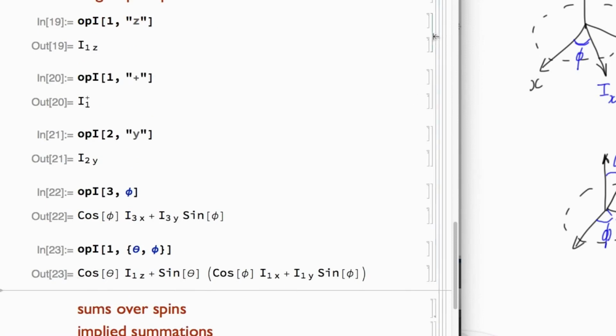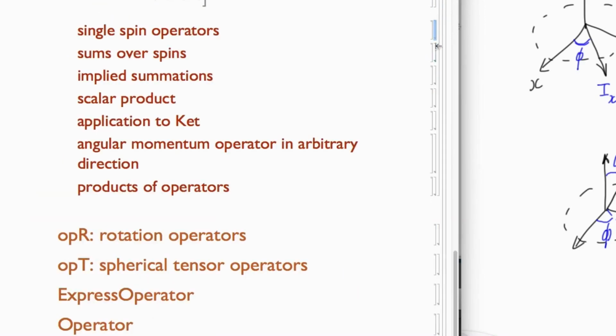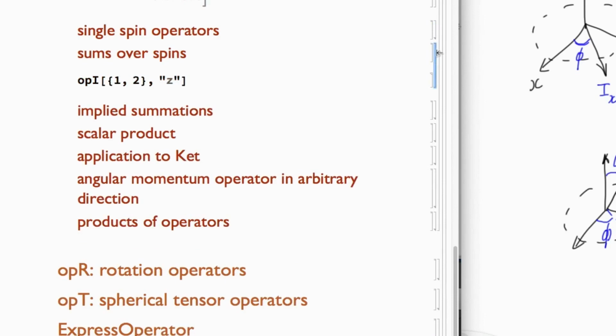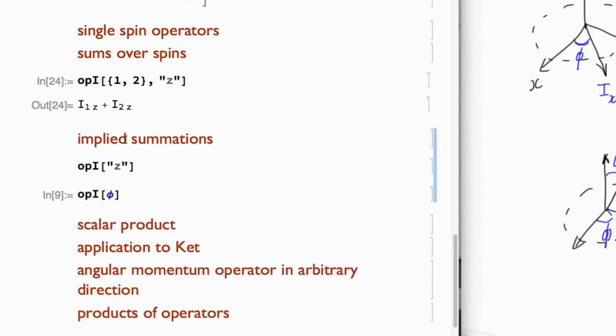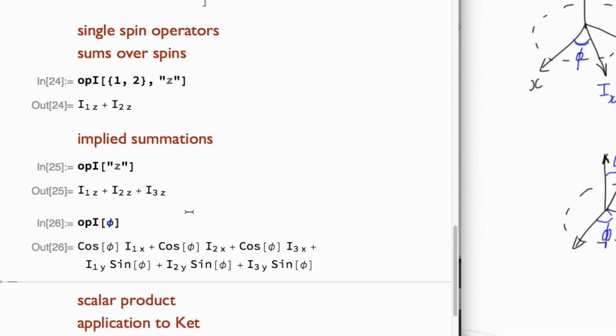Now let's look a bit more at the functionality of op-I. Very often we're not interested just in the angular momentum of a single spin, but of several spins at the same time. So in this case, I've asked SpinDynamica for the angular momentum along the z-axis for two spins which are in the same spin system, called spin 1 and spin 2. And then we get the sum of those two angular momenta. And in fact, if we don't specify anything for which spin we're talking about, we get the sum over all of the spins in the system.